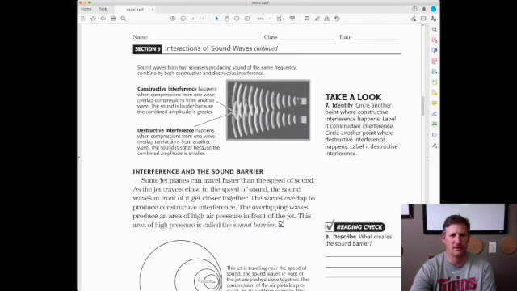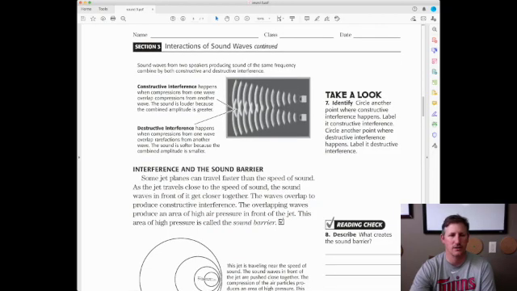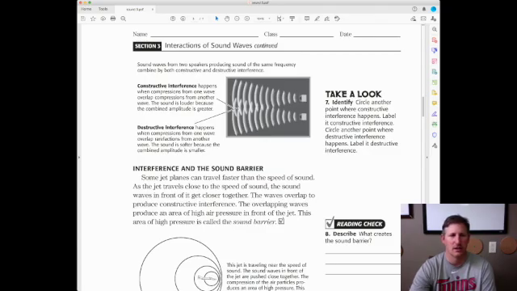If we take a look at these speakers here, you can see that we have constructive interference here and destructive interference here. So right here it would be louder. Right at this spot it would be softer. Constructive interference happens when compressions from one wave overlap compressions of another wave. The sound is louder because of the combined amplitude. Destructive interference happens when compressions from one wave overlap the rarefactions from another. The sound is softer because the combined amplitude is smaller.